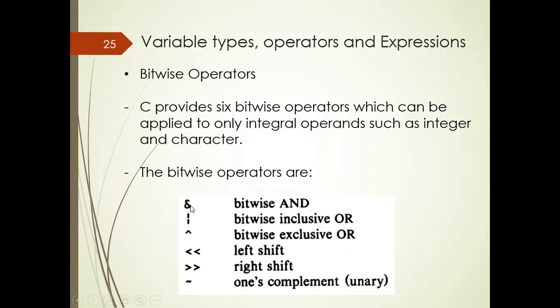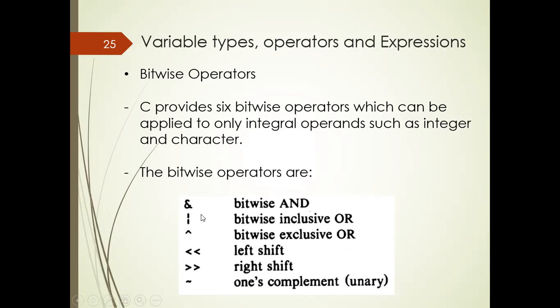Now, bitwise operators. You can see here bitwise operators. You have the ampersand, the bitwise AND operator. This one is a bitwise exclusive or, and this one is a left shift, right shift, and the ones complement. Now let's look at what these things mean. Let's look at the first one. The first one is bitwise AND.